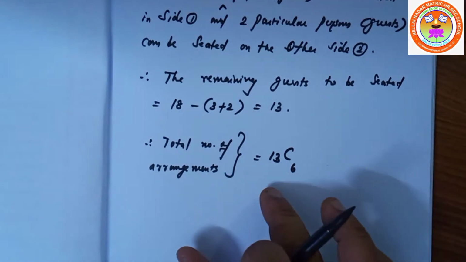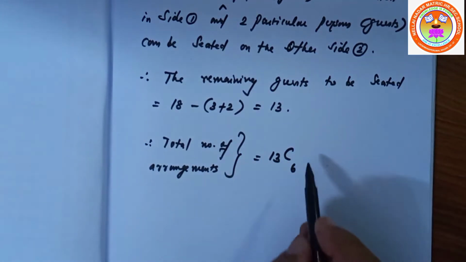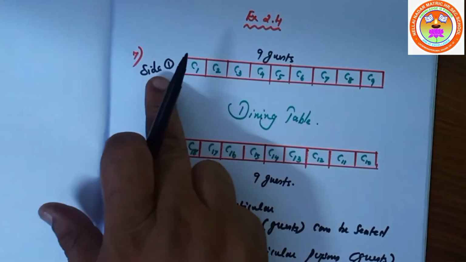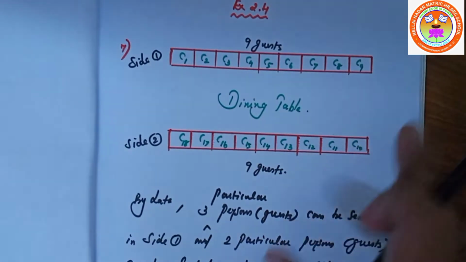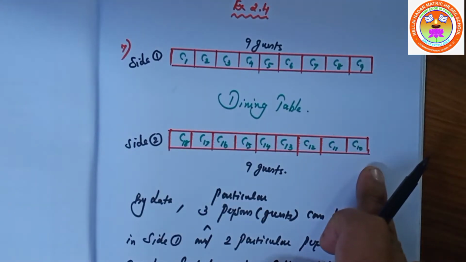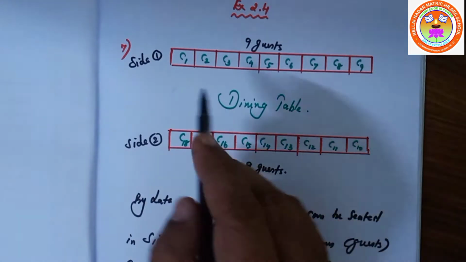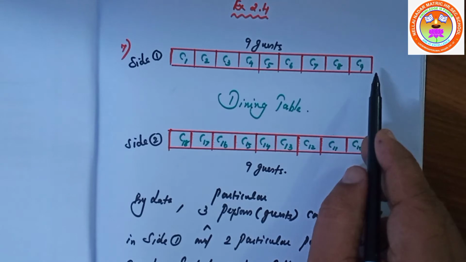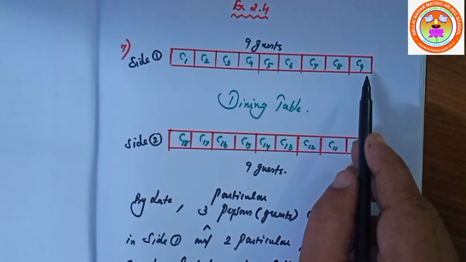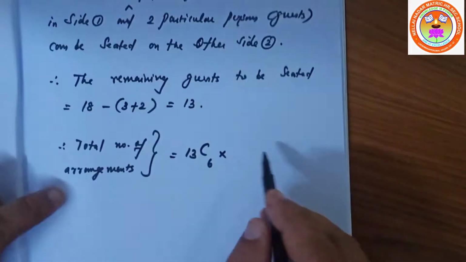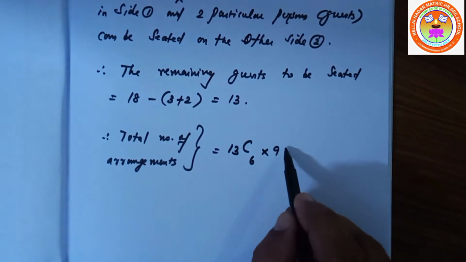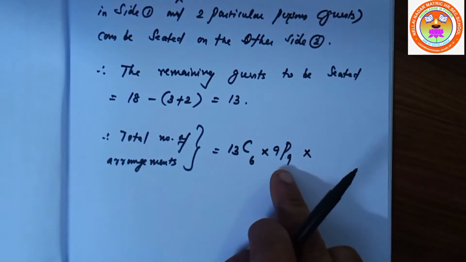Then once the selection is over, then you have to do the arrangement. What to do for that? Into, remember, here 9 guests have been selected. Here also we have selected 9 guests. They have to be arranged. For that, what to do? So the 9 guests can be arranged in 9 factorial ways. 9 factorial ways. So 9P9, that means 9 factorial. So already told you that for arrangement you have to apply the permutation. So you have to put 9P9 ways for side 1.